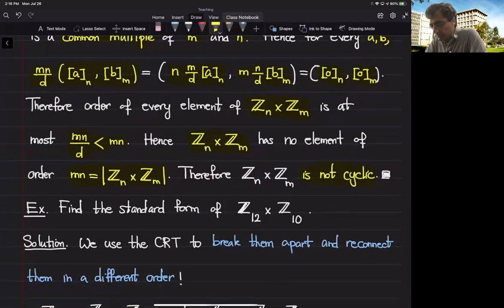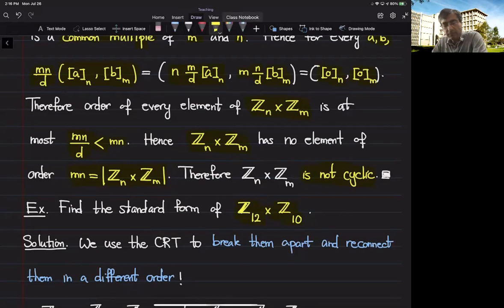Now, in order to see how we can find a standard form of groups of this type, we are going to actually work out some examples. So let's start with the following example. Find the standard form of Z_12 cross Z_10. Notice that neither of these integers divide the other one, so this itself is not the standard form of this abelian group. Now, how do we do it?